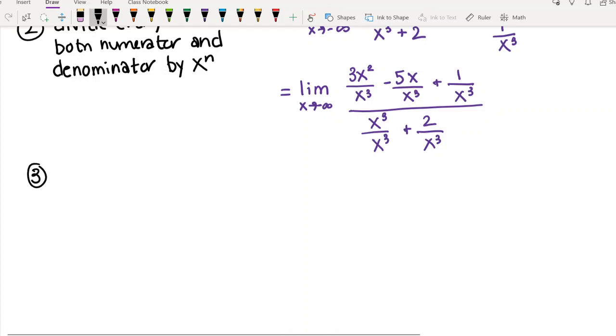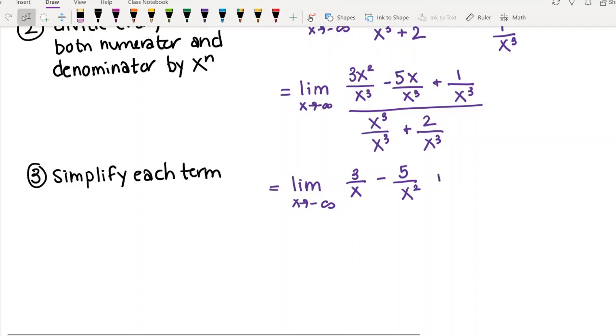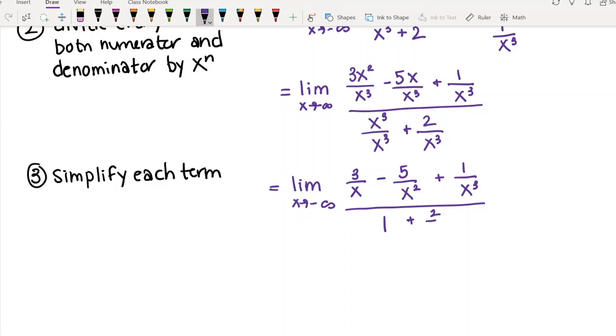So the next step is to go in and simplify each term. So we're going to have the limit as x approaches negative infinity. 3x squared over x cubed simplifies to just 3 over x. And then 5x over x cubed simplifies to 5 over x squared. And then 1 over x cubed cannot be simplified, so we'll just leave that as it is. In the bottom, we have x cubed over x cubed, so that's 1. And then 2 over x cubed cannot be simplified.